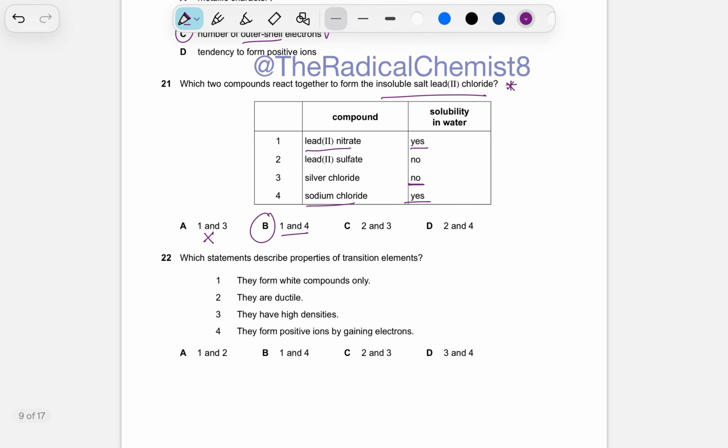Which statement describes properties of transition elements? They form white compounds only. That is incorrect. Most of them form colored compounds. They are ductile. Well, that is a property of all metals. They have high densities. Yes. They form positive ions by gaining electrons. Well, that is incorrect because you form positive ions by losing electrons. So your answer is 2 and 3, so C.